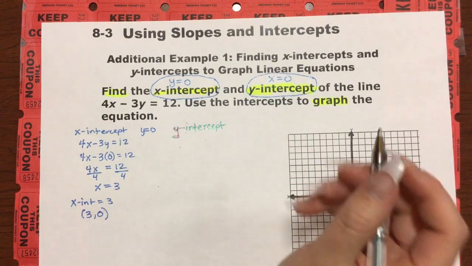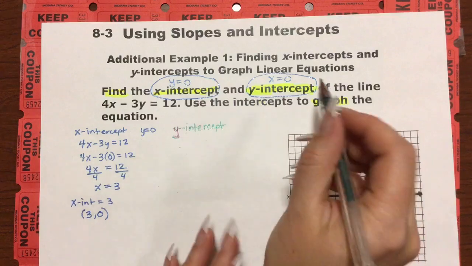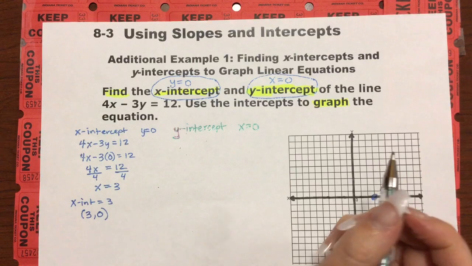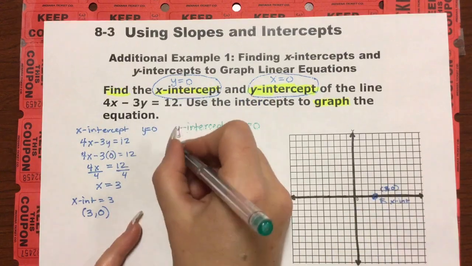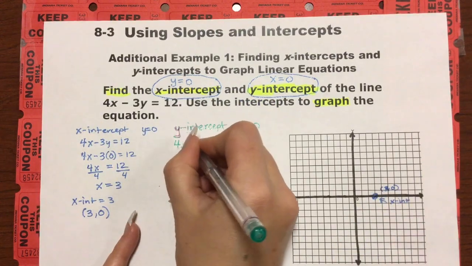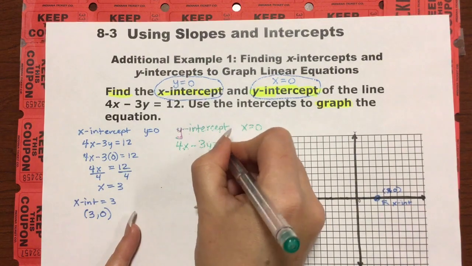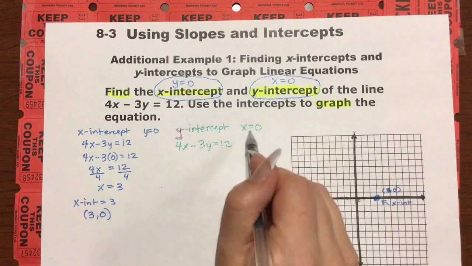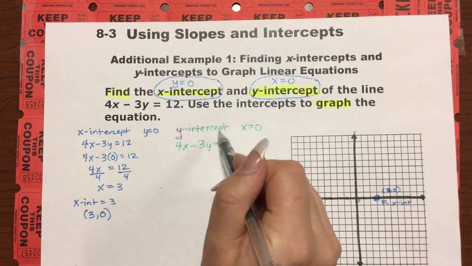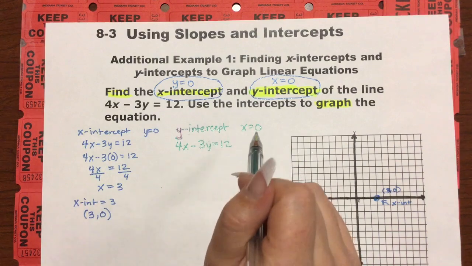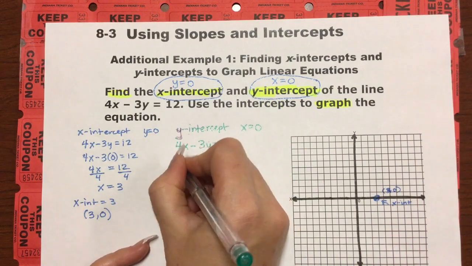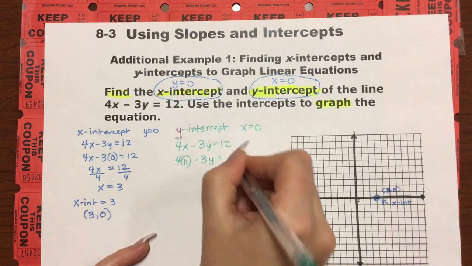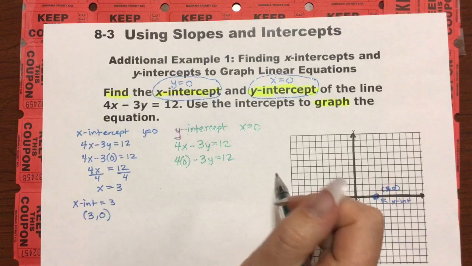Okay, and what do we know about the y-intercept? Well, we know that whenever we're finding the y-intercept, x equals 0. Okay, so we're going to go ahead and write the original equation. 4x minus 3y equals 12. And we are going to substitute 0 in for x, because if we want to find the y-intercept, what we know is that x is always 0. So if we substitute 0 in for x and we figure out what y is, then what we have found will be the y-intercept. So here we go.